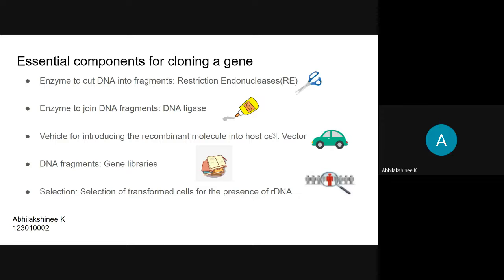These are mainly of two distinct categories. One is the genomic library and the other one is the cDNA library. The main difference between them is that the cDNA library contains the cloned complementary DNA of total mRNA of an organism, while the genomic DNA library contains the cloned fragments of the entire genome of an organism. So naturally, the genomic DNA library is larger than the cDNA library. And finally, we have selection. After transformation, the bacteria are selected on antibiotic plates and then they are checked for the presence of recombinant DNA.